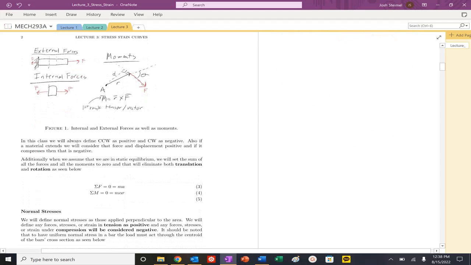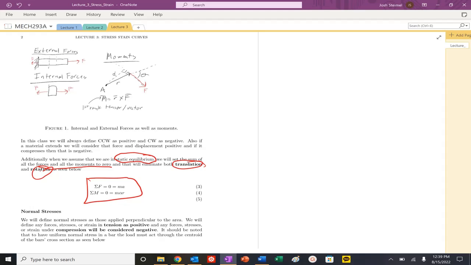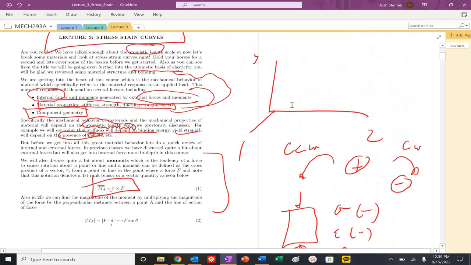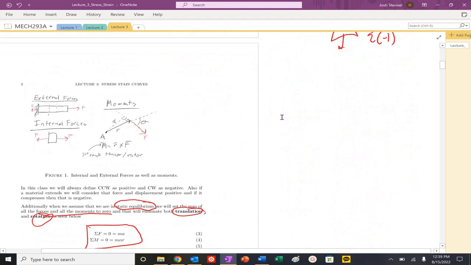Now, in addition to this, we are also going to assume in this course that we are in static equilibrium. What does that mean? It means that the sum of all the forces and moments must be equal to 0, and thus we're eliminating both translation and rotation. So we are in static equilibrium. Our material is not moving, not translating, and not rotating. Now, it is changing dimensions, but it's not translating or rotating. So static equilibrium, these are our conventions. Set up your coordinate system, and we'll work through from there.